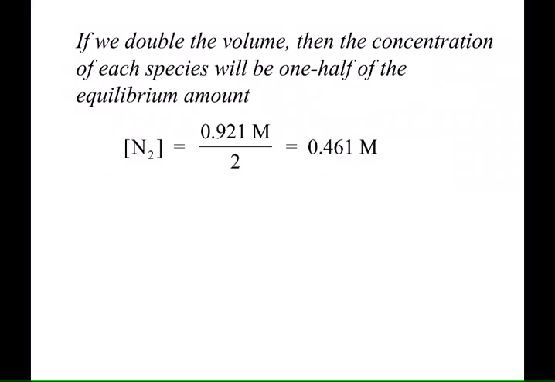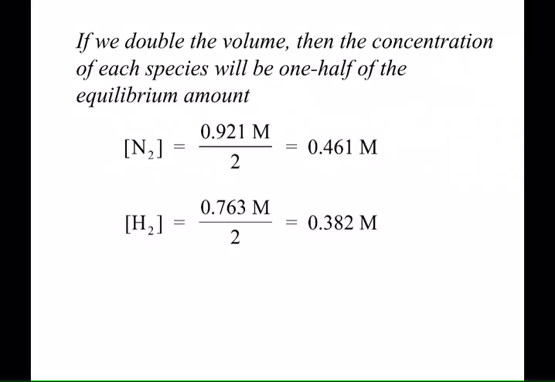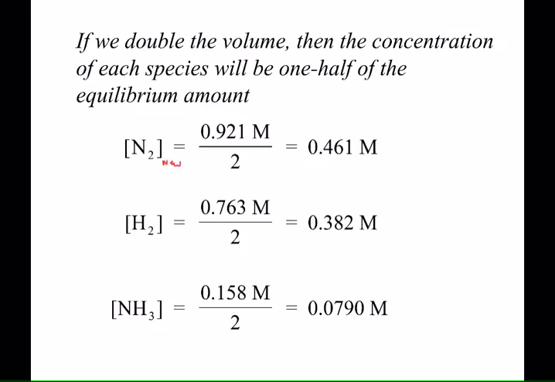So we are going to decrease the concentration of the N2 in half. So instead of 0.921 molar, it's going to be 0.461 molar. The H2 is going to go from 0.763 molar to 0.382 molar. And the NH3 is going to go from 0.158 molar to 0.0790 molar. So what sort of subscripts would I put there? I could put maybe new. So these are new, before a new equilibrium has been established.